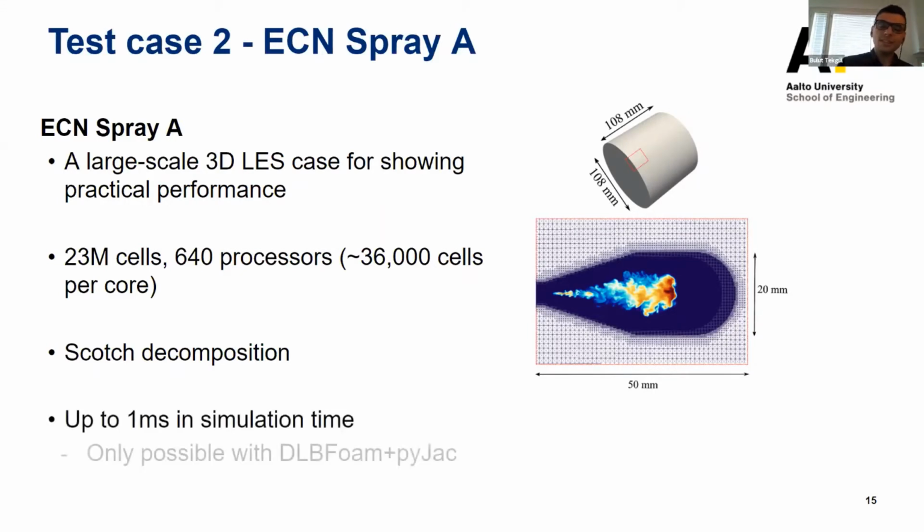The problem with this case is it's not possible to run a full simulation using standard or using DLBFoam. A full simulation of 1 millisecond in simulation time can only be run by the full might of DLBFoam and PyJac. So for benchmarking, I just did a benchmark for 100 iterations at the same time for each case.